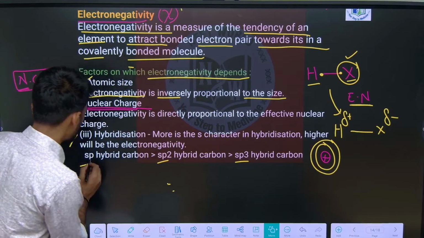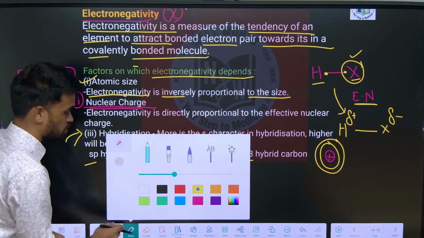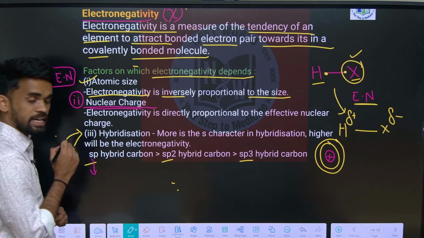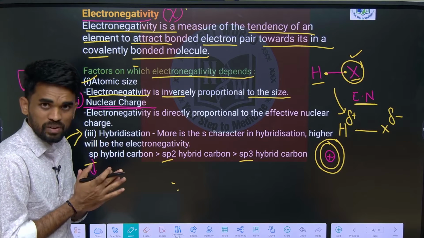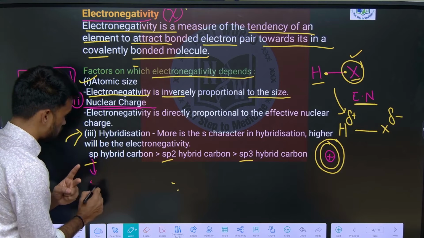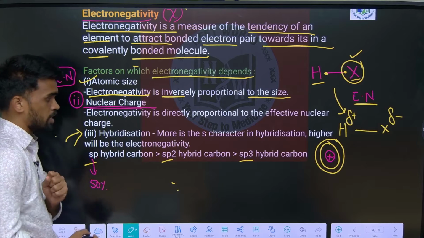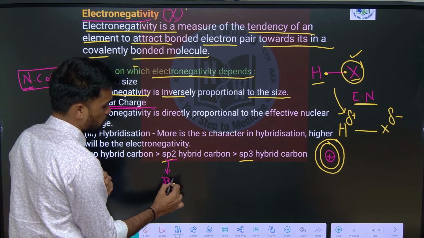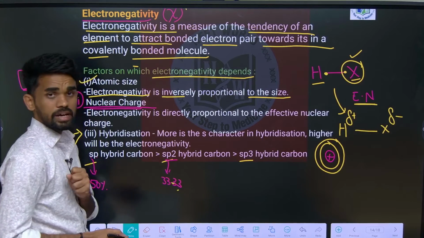So in sp hybridized molecule, what is the percentage of s character? See, this is one orbital, this is second orbital. So total 100%, and two orbitals only are there, one is s, another one is p. It means each one is having 50-50 percentage, right? So here three orbitals are there, so for each one, let us say 33.33 percentage will be there, right? Like that we can say.